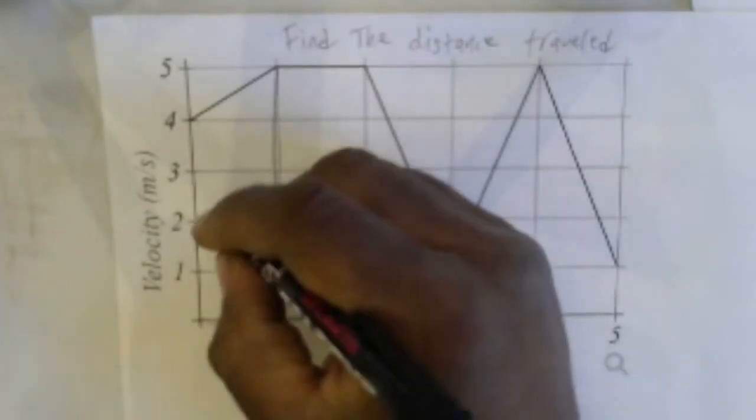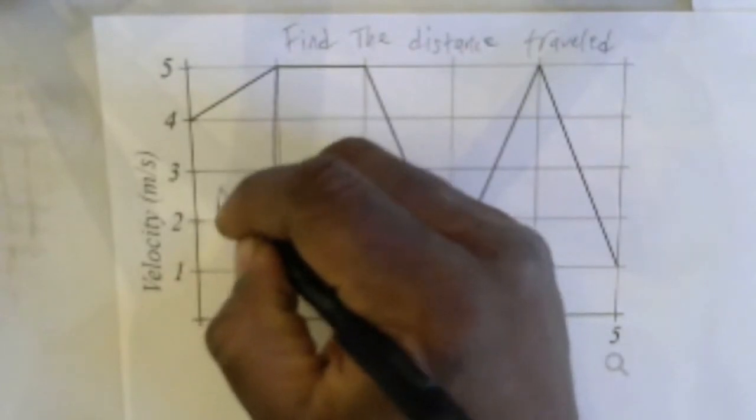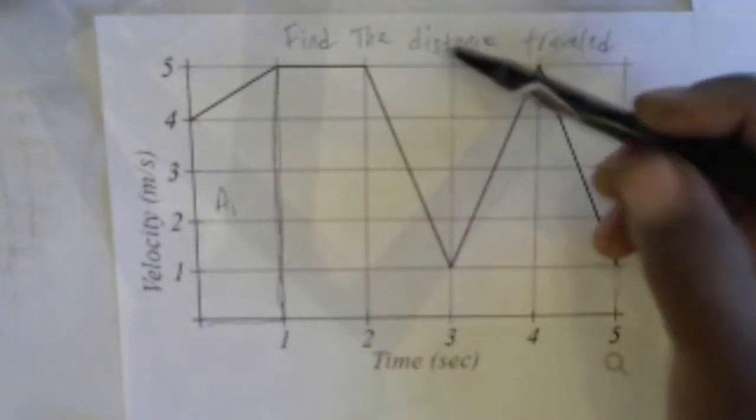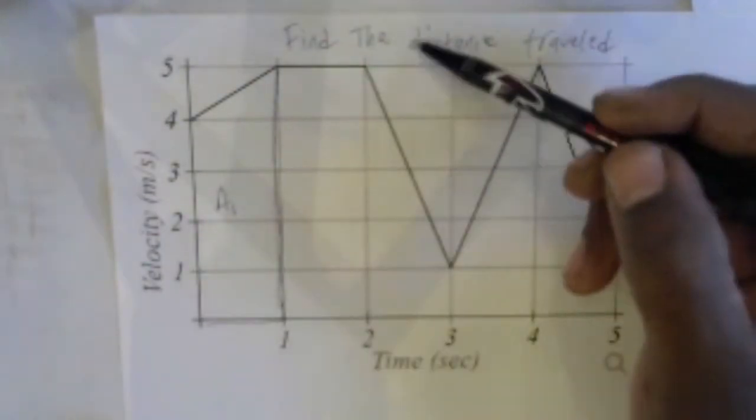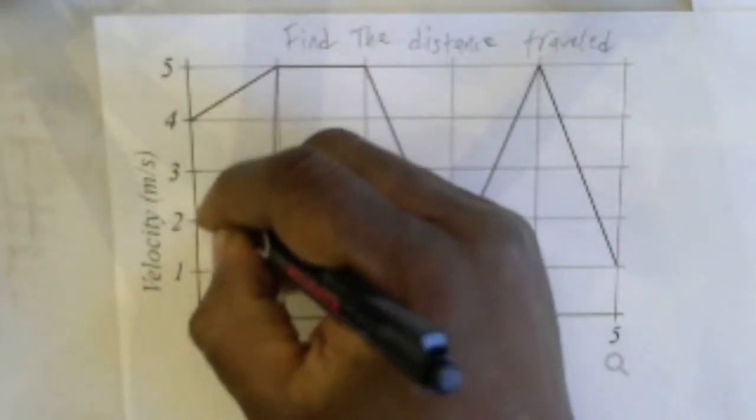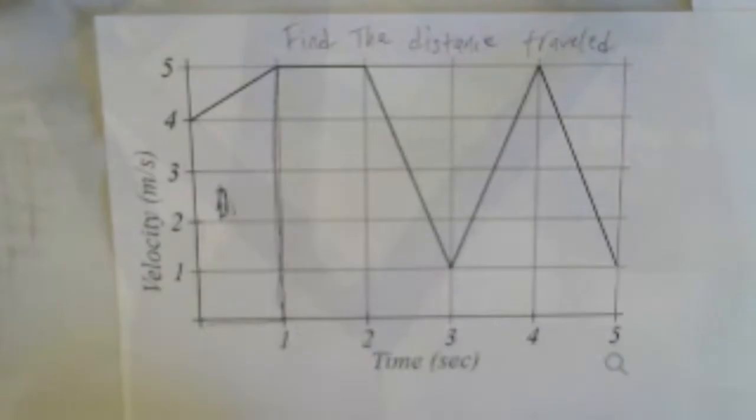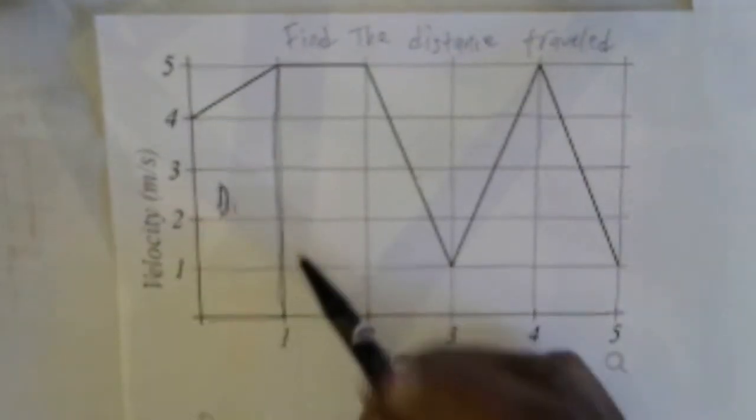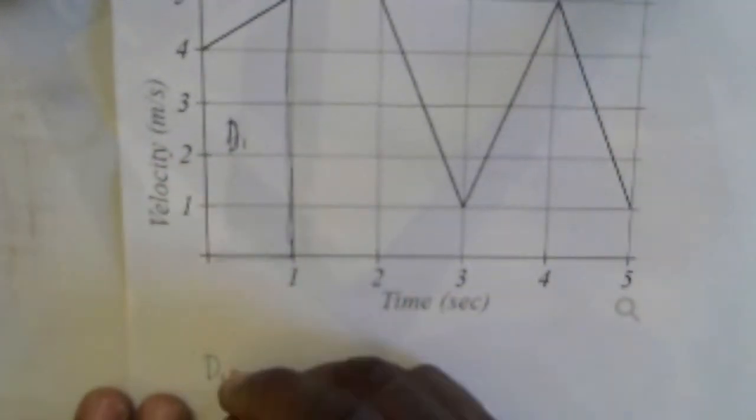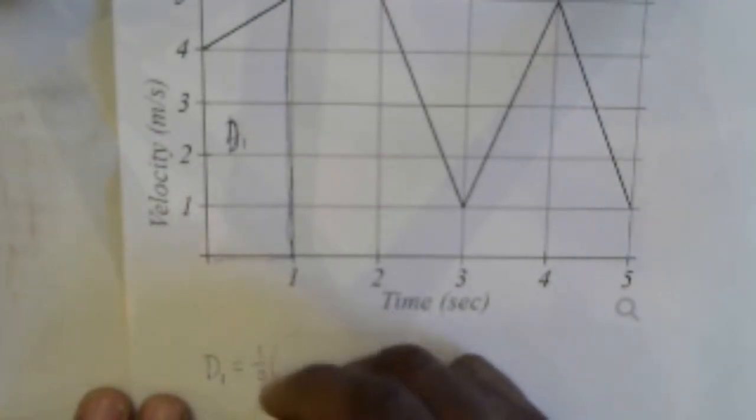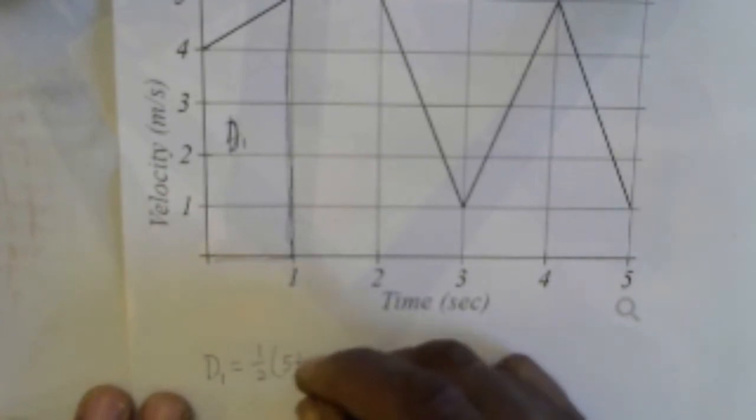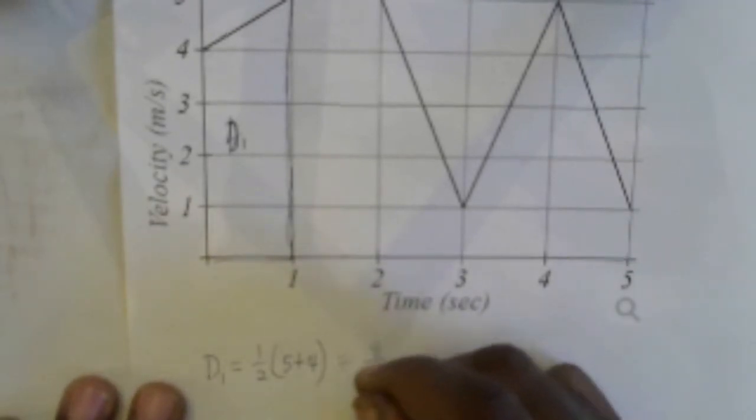So I'm going to call this area 1. Inadvertently, I'm finding the distance, because the time times the rate is the distance. So I'm going to change this to D1. The distance in that first interval is equal to, and that's a trapezoid, so it's 1/2 the big base plus the little base times the height, which is 1. So I get 9/2.